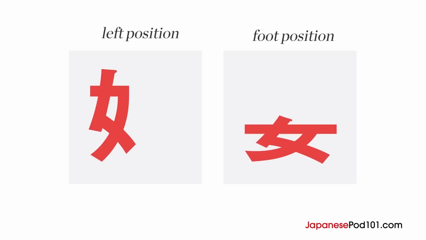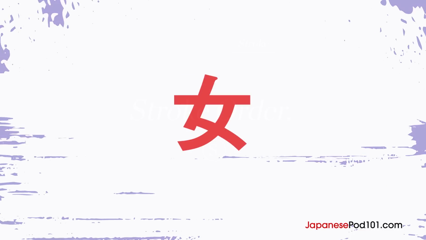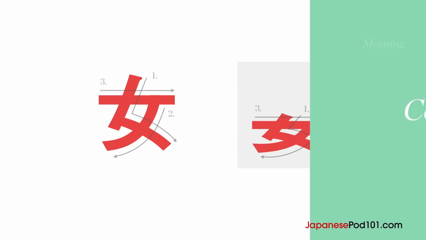Okay, now let's learn how to write this radical. Writing the woman radical is very simple. There are only 3 strokes. The first stroke starts from the upper center and then curves down to the left, where it bends and goes all the way to the right. The second stroke starts under the horizontal line and curves from right to left. The third and final stroke is a horizontal line going from the top left to the top right. The same thing happens when it's in the foot position, except that it's squished vertically. And that's it. You're done.